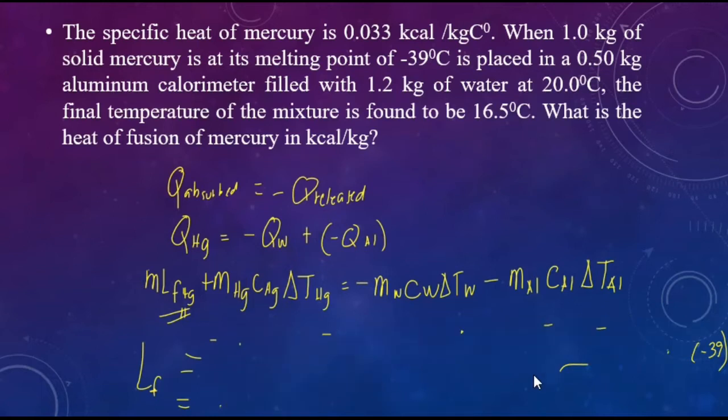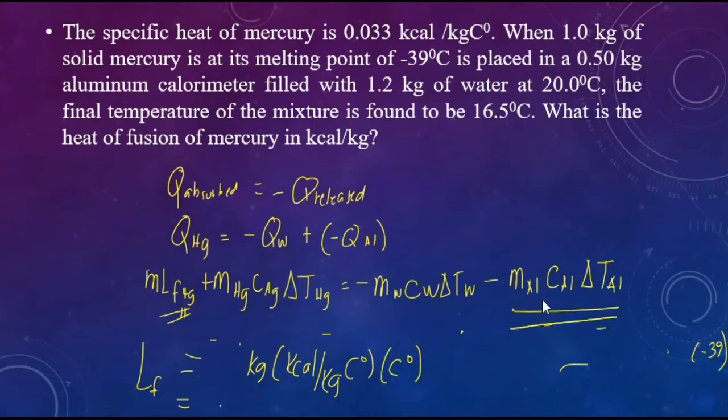Okay, let's now just check the unit cancellation. The mass will be in kilogram, and then C is kilocalorie per kilogram Celsius degree, and then delta T would be Celsius degree. Same for the other factors like this one: kilogram, kilocalorie per kilogram Celsius degree, and Celsius degree. Same with this one. So right now, you can cancel out.